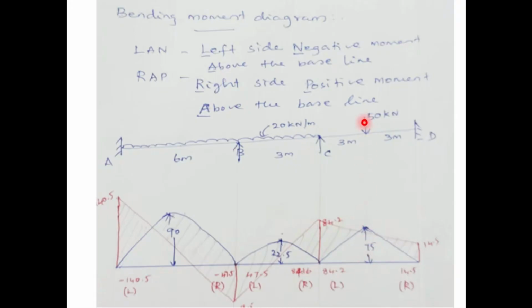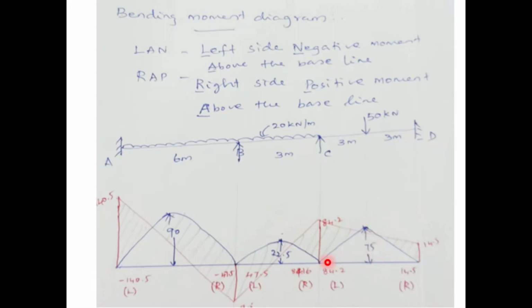Okay, in case of a concentrated load acting at the center, the maximum bending moment formula is WL by 4. Okay, and where does the maximum bending moment occur? Under the concentrated load. If it is acting at the center, the formula is WL by 4. If it is eccentrically placed, WAB by L. So here it is WL by 4. The W value is 50, L is 6, and you'll get 75 kilonewton meter, which is acting under the load.